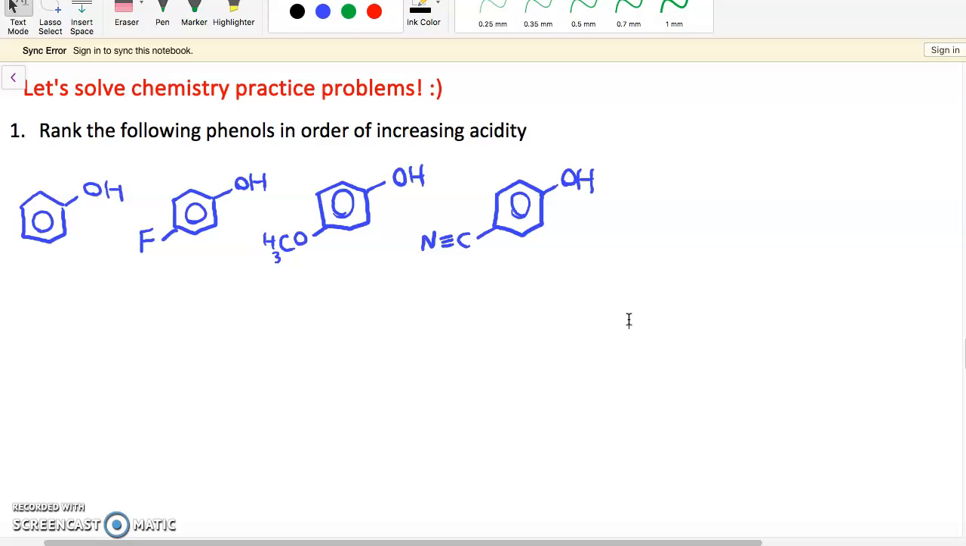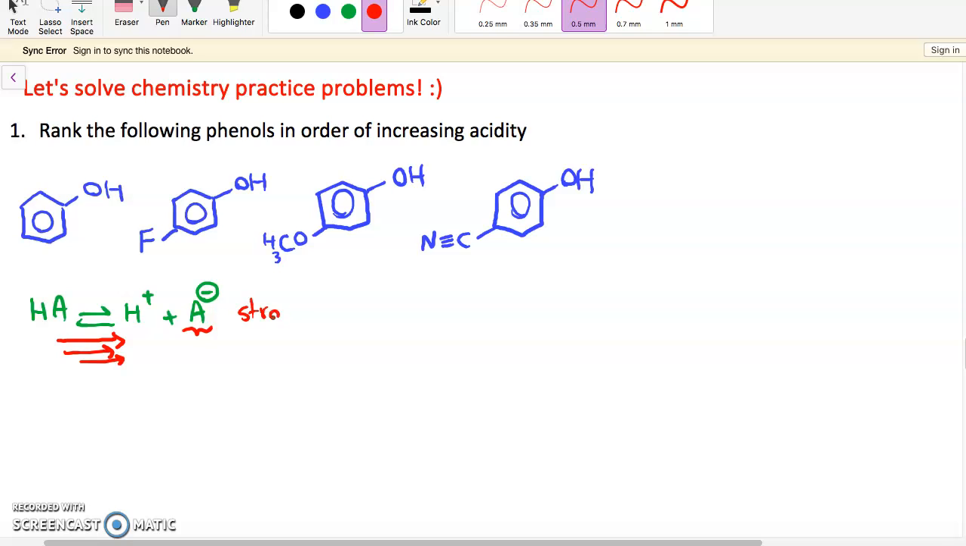So let's get started. The first question asks us to rank the following phenols in order of increasing acidity. And the way that I would approach such a problem is that I would not start by looking at the structures. Rather, I'm going to write down what I know about acidity and strength. So if I think of an acid, and I know acids donate protons, and that gives us a conjugate base. If an acid is strong, that means that this equilibrium lies mostly to the right. And if that's going to be true, that means that its conjugate base has to be stable or happy.